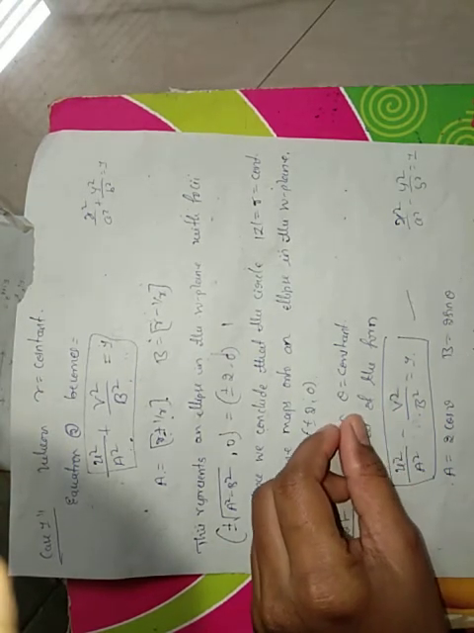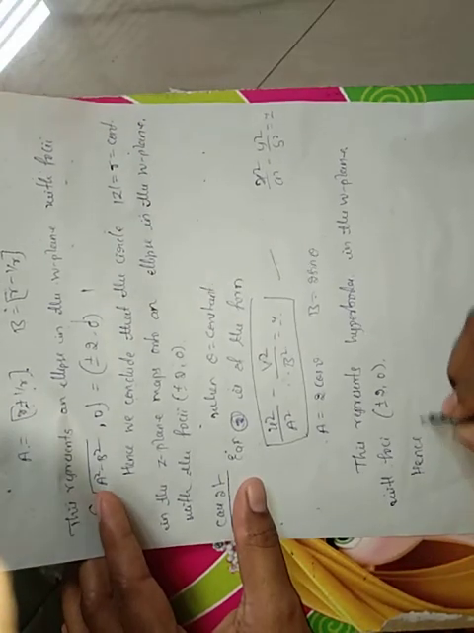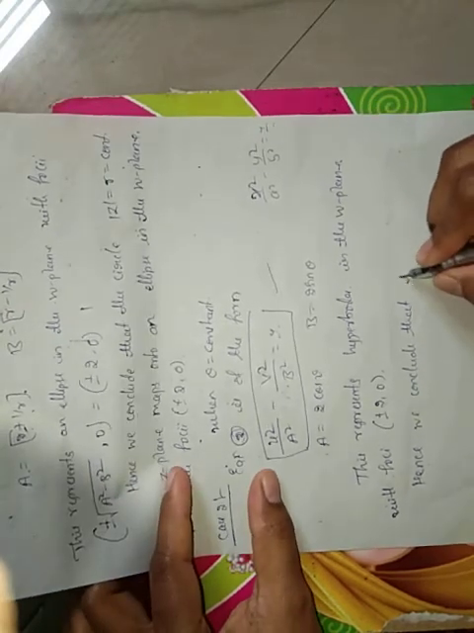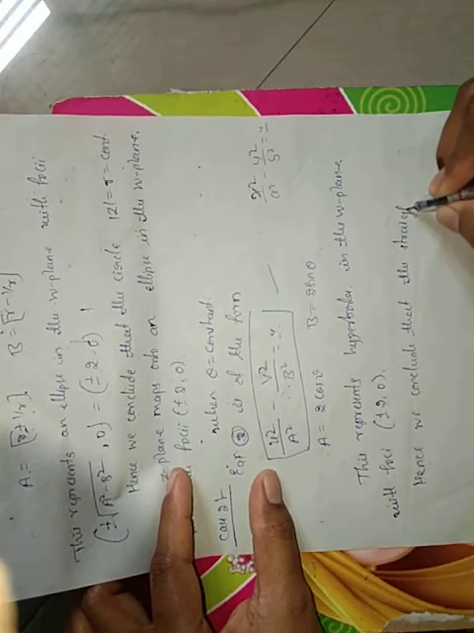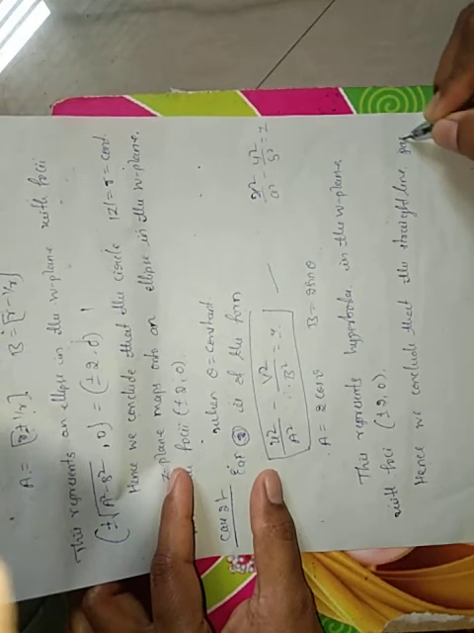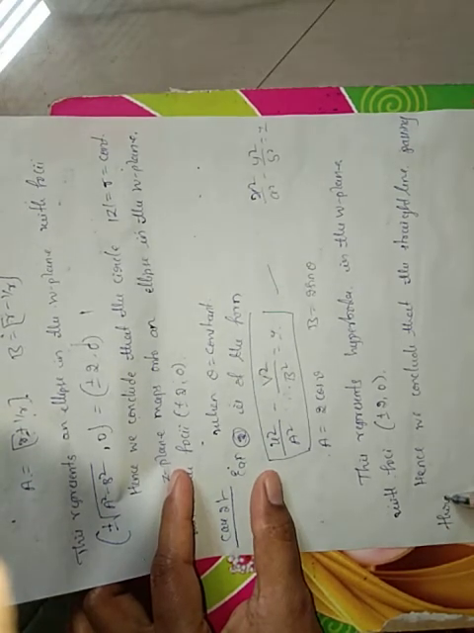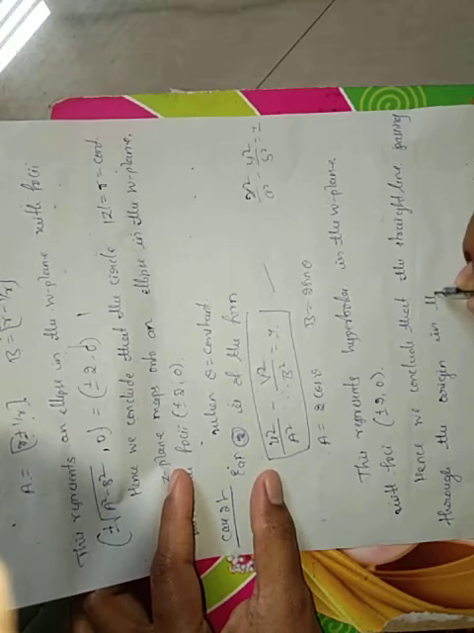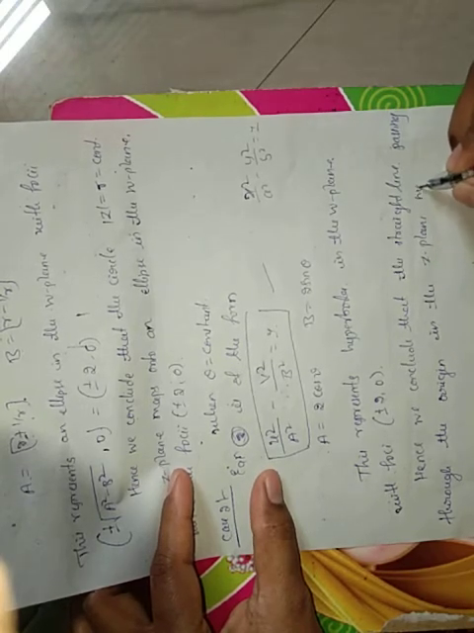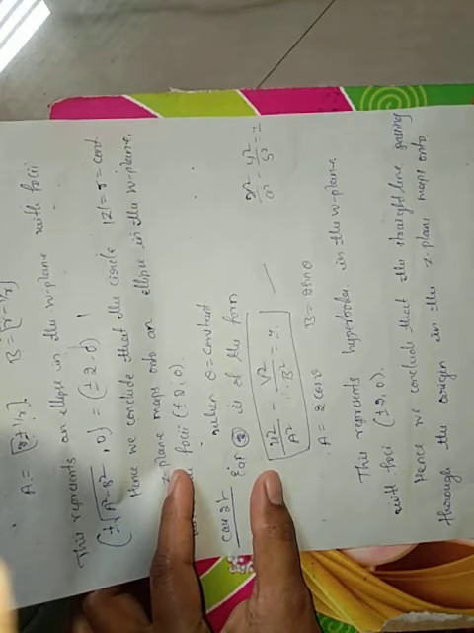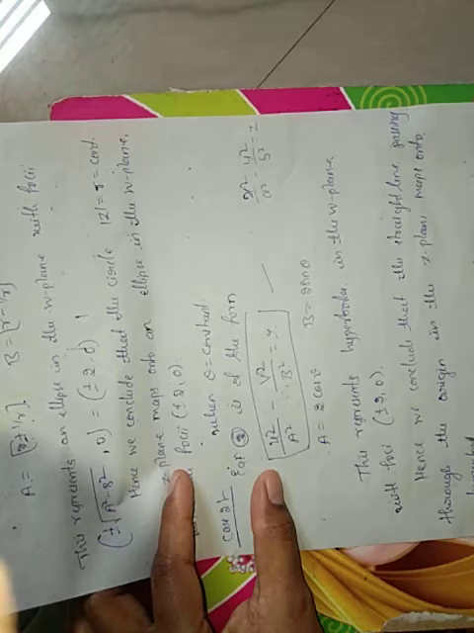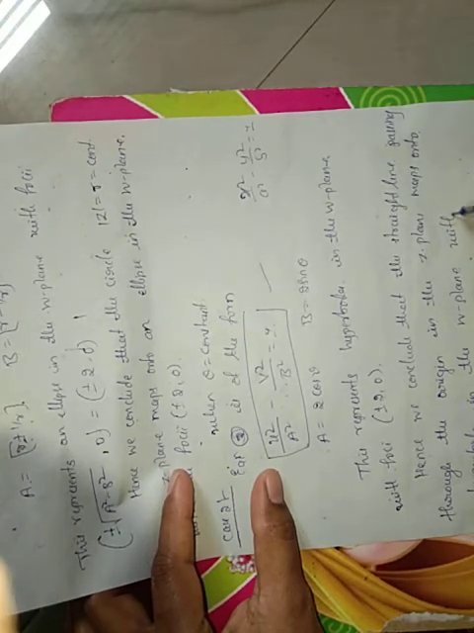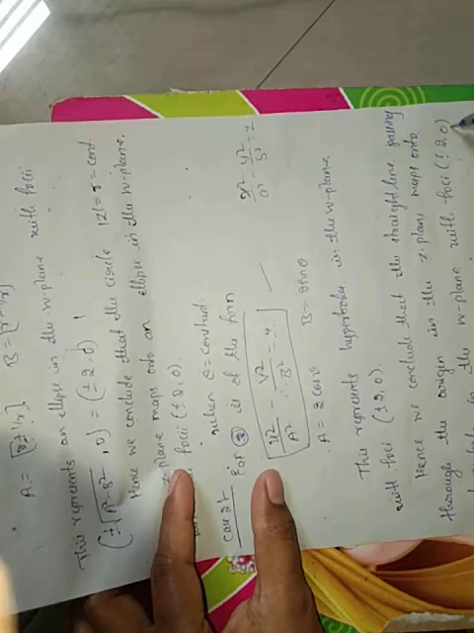Hence we conclude that the straight line passing through the origin in the z plane maps onto a hyperbola in the w plane with the foci plus or minus 2, 0.